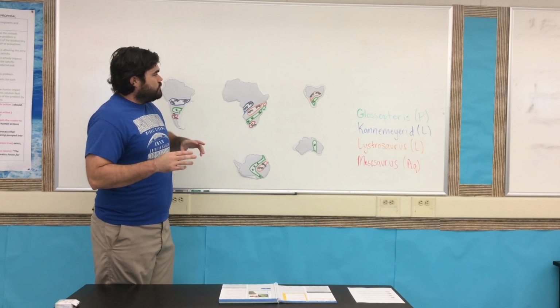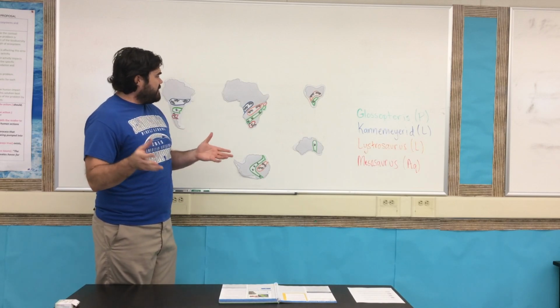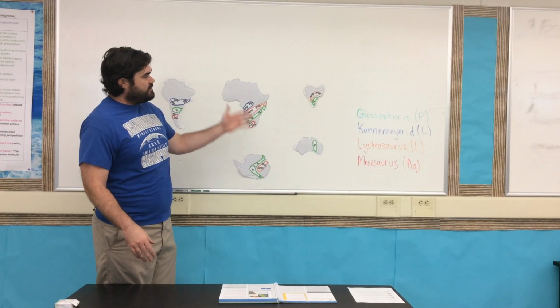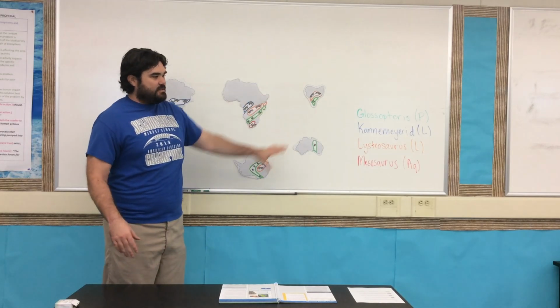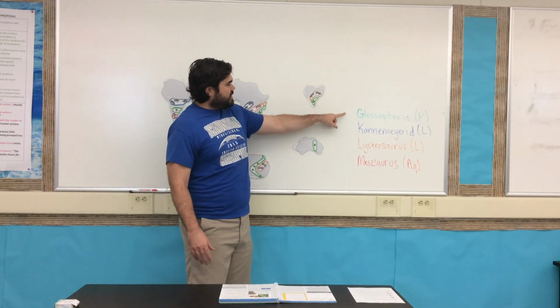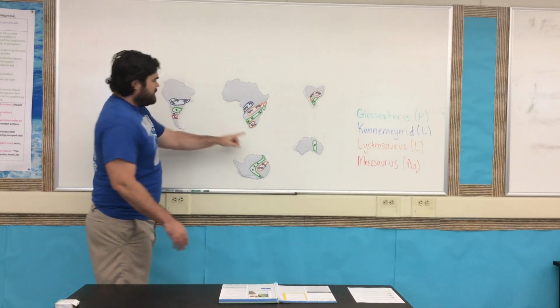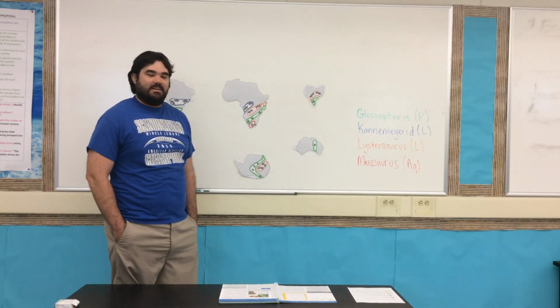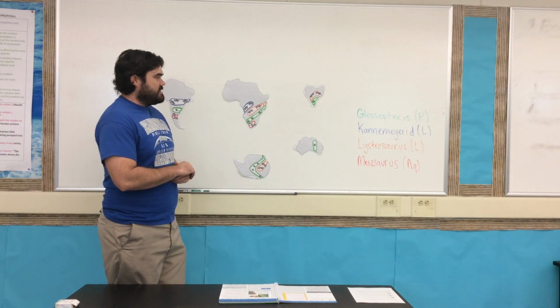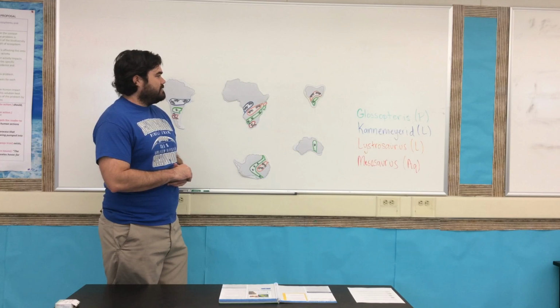Over time, scientists found a bunch of fossils. Here are the fossils that they found across all of these continents in different areas. The first one is Glossopteris in the green. You can see it here, and that is a plant. It is a fern. It does not move. It doesn't have legs. It just sits there and is all plant-like.